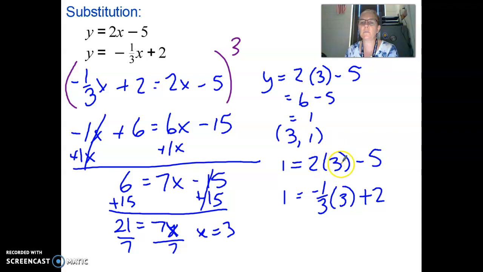So here, 2 times 3 is 6. 6 minus 5 is 1. That one's good. Negative 1/3 times 3, we already said that's negative 1. Negative 1 plus 2 is positive 1. So that one is good also. So I know I got it correct. My answer is the point 3, 1.